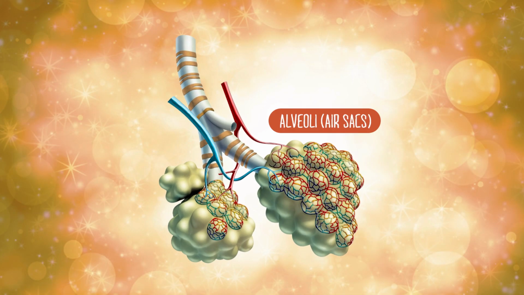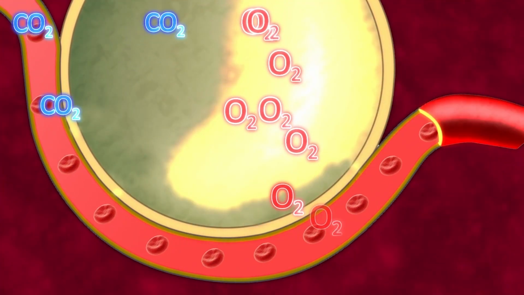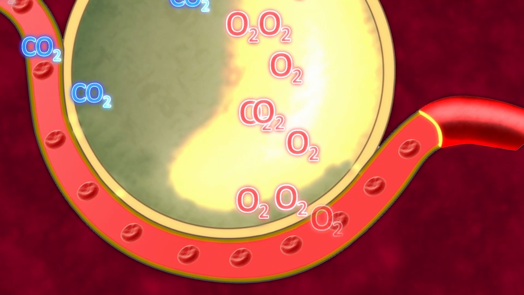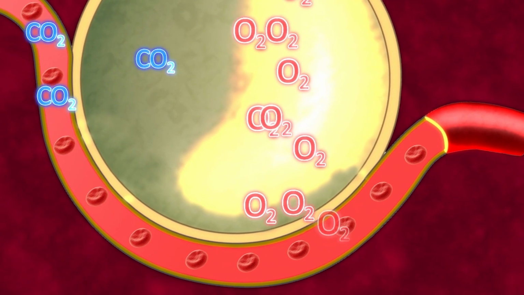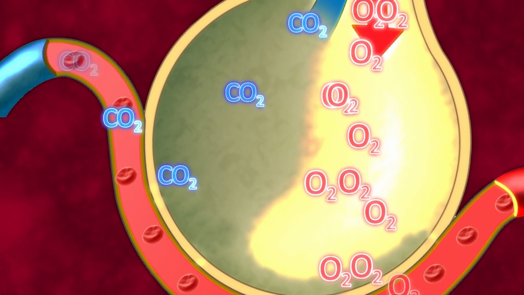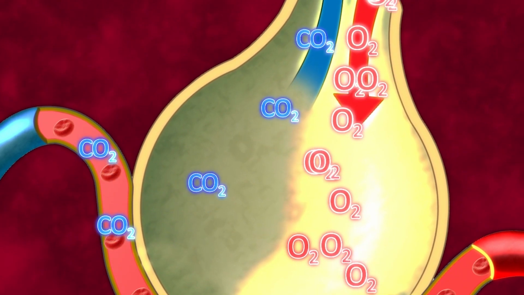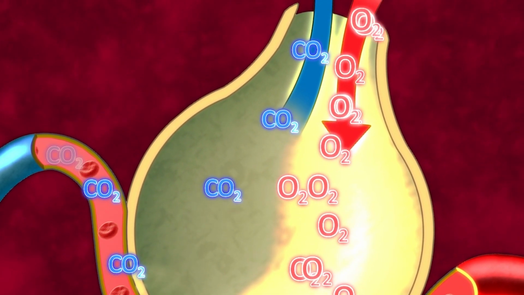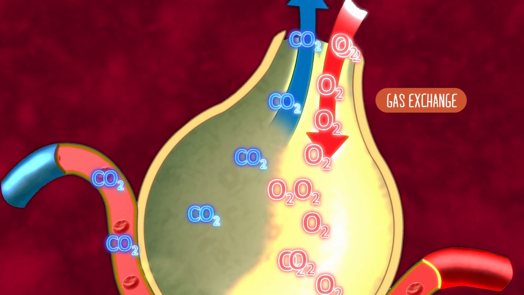In our lungs, oxygen is able to diffuse into our blood in the capillaries because there is a higher concentration of oxygen in our alveoli compared to our capillary. On the other hand, there is more carbon dioxide in our blood in the capillaries than in the alveoli, so it diffuses out. This process is called gas exchange, and it relies on diffusion.